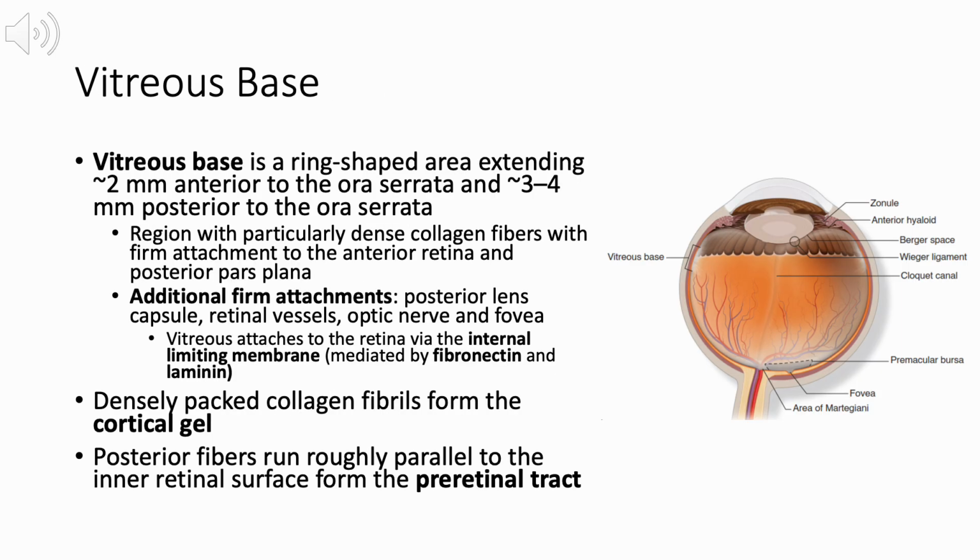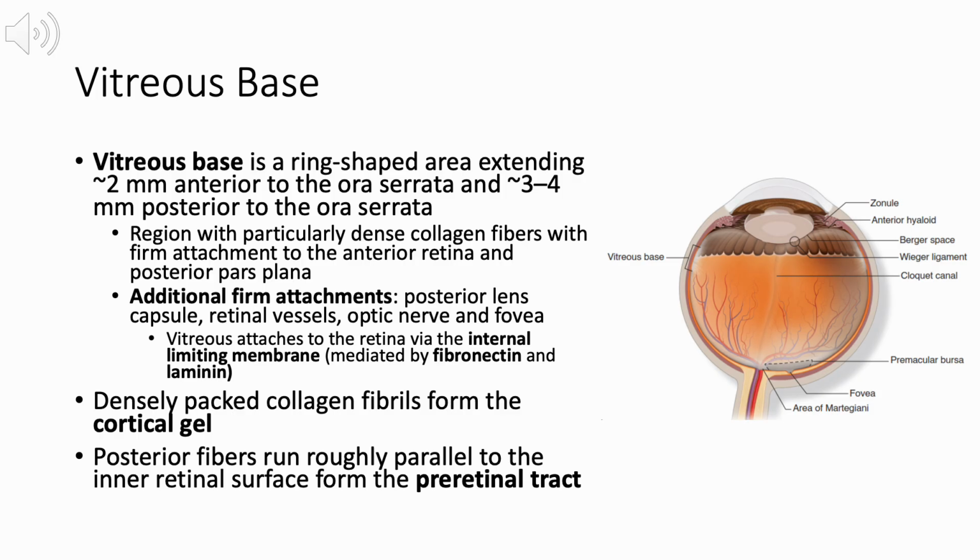This slide focuses on the vitreous base and its anatomic relationships, with both text and a labeled diagram to illustrate these concepts. The vitreous base is a ring-shaped region that extends approximately 2 mm anterior to the ora serrata and 3 to 4 mm posterior to the ora serrata.